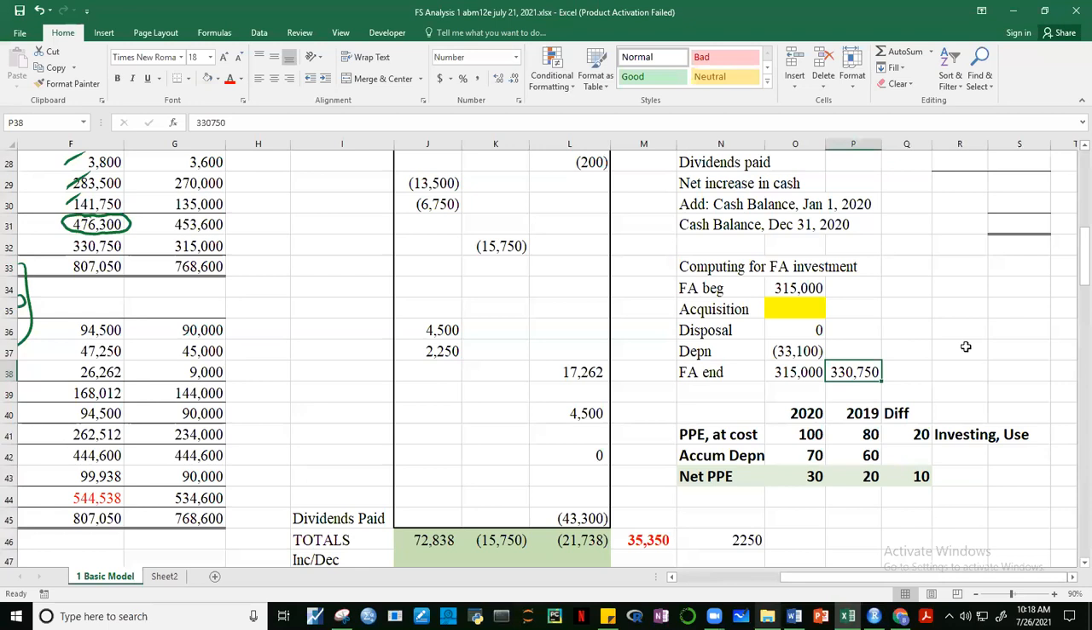Okay? Ano yung mga gumalaw? Ano yung mga changes dito sa fixed assets sa net, no? Yung beginning natin 315, tapos nag-acquire tayo. Hindi lang natin alam kung magkano yung acquisition na yan. Tapos, pwedeng i-minus yung disposal. Kung may disposal, guys, dapat bigyan natin ng negative. Kasi 0 is not negative nor positive.